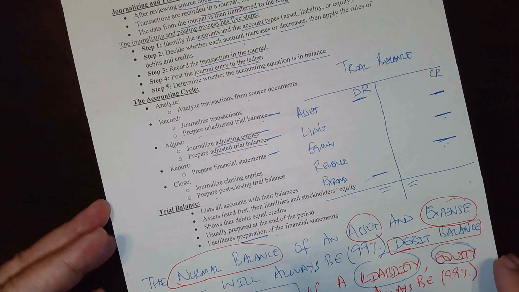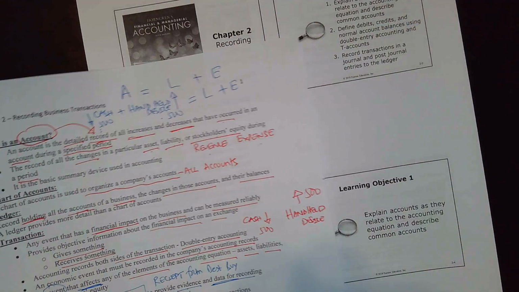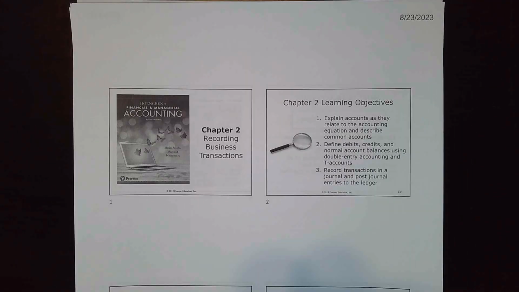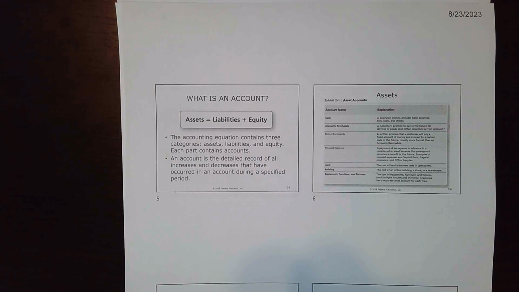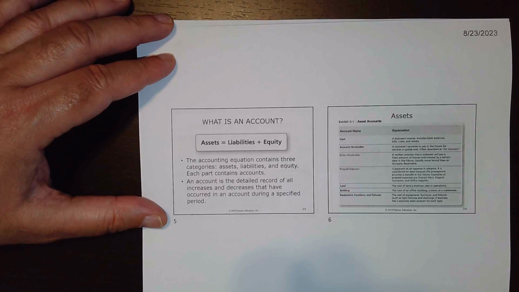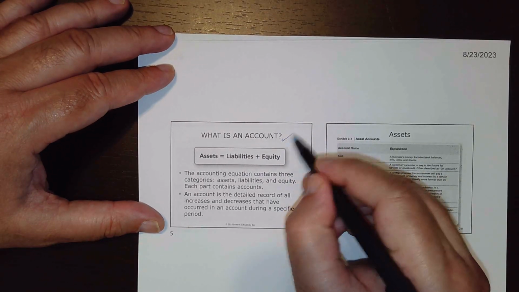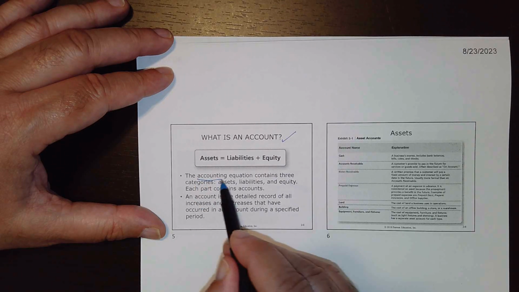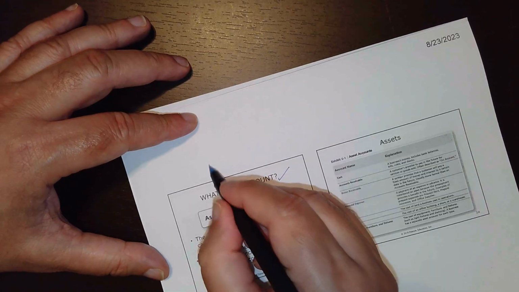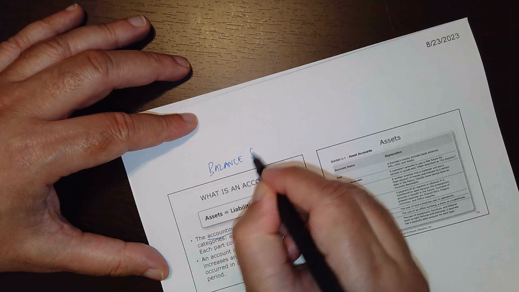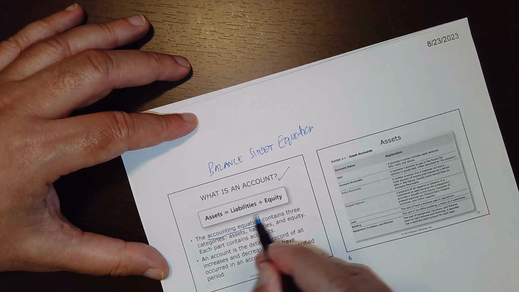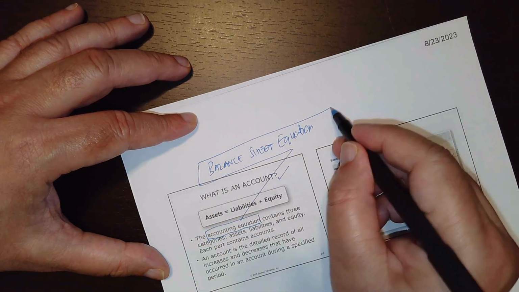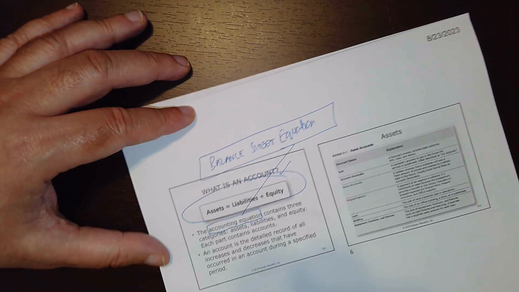So that's it. Because the notes are not very detailed, for this chapter I'm going to use the chapter 2 PowerPoint here as well. So what is an account? We have already talked about it. We already know this is our accounting equation. This is called the balance sheet equation, and also called the accounting equation. The balance sheet equation and accounting equation are the same thing: assets are equal to liabilities plus equity.